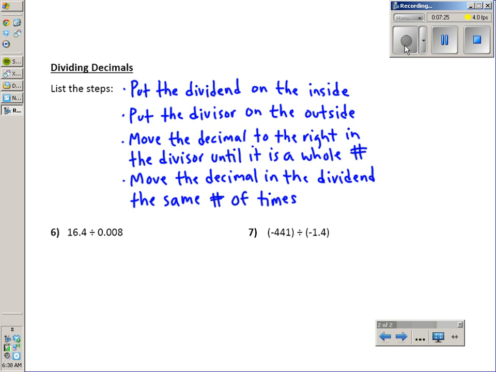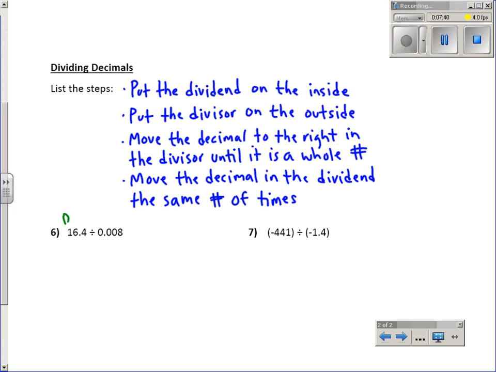So here we've got 16.4 divided by 8 thousandths. Both numbers are positive, so our answer is going to be positive. We don't have to worry about the signs here. This will be a good review on dividing decimals. So here, 16.4 is the dividend, so that's the number that goes on the inside. And then 8 thousandths is the divisor. That's the number that goes on the outside.